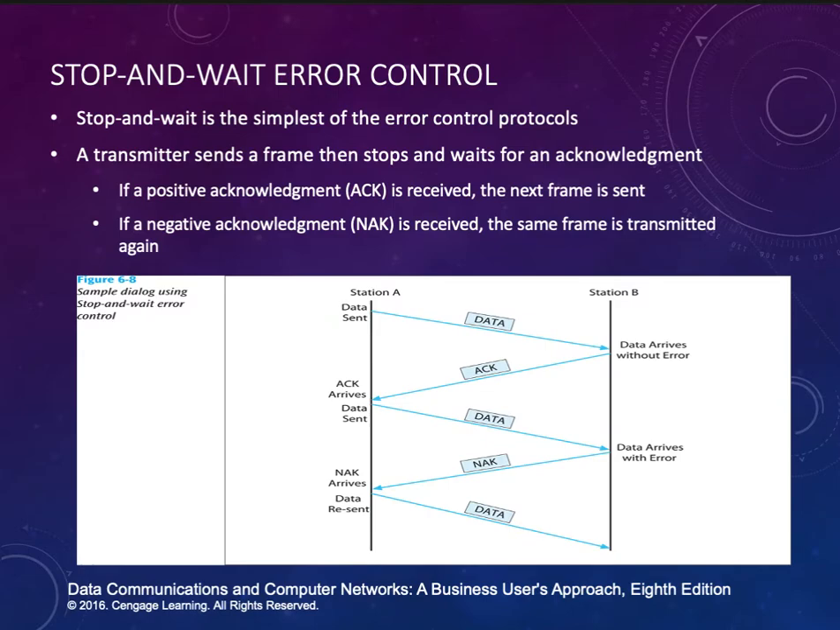First, we take a look at the stop and wait, station A and B. If an acknowledge is received from station B for the data sent from station A, then station A will send another data. In the event there is no acknowledge, the data will be resent from station A to B.